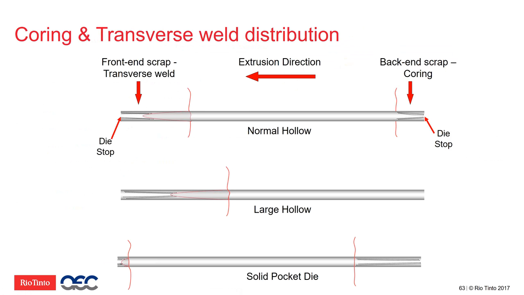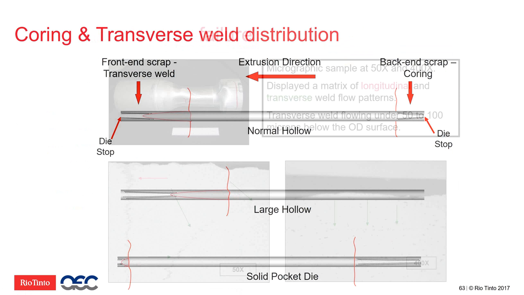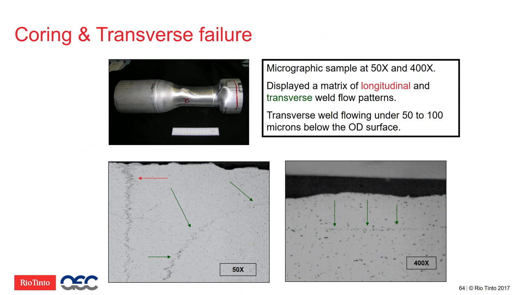And finally, just a couple of examples here. The coring and transverse weld. In this case, you recognize this as a simple hollow tube extrusion, okay, which is cold work, and you can see some crack in the metal there.